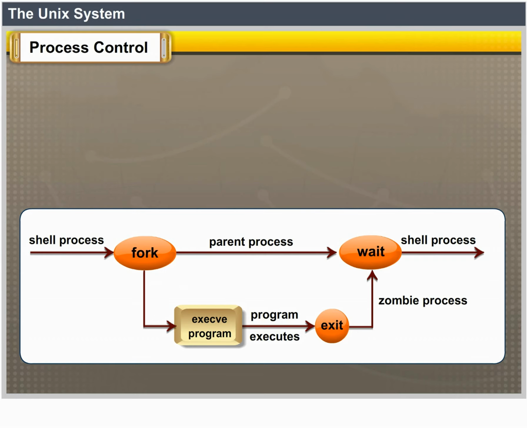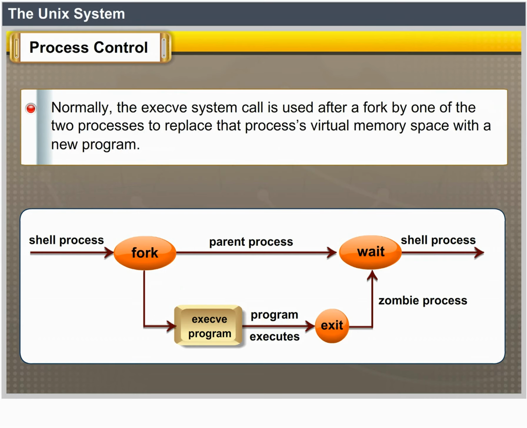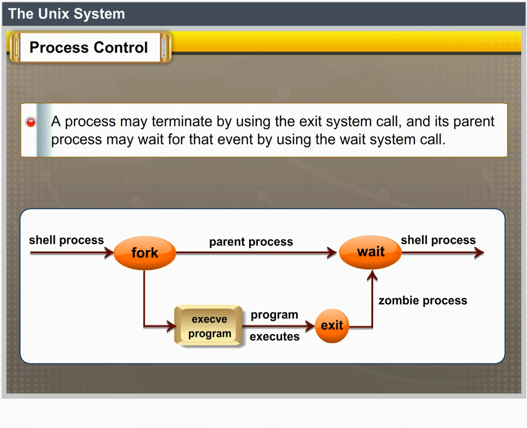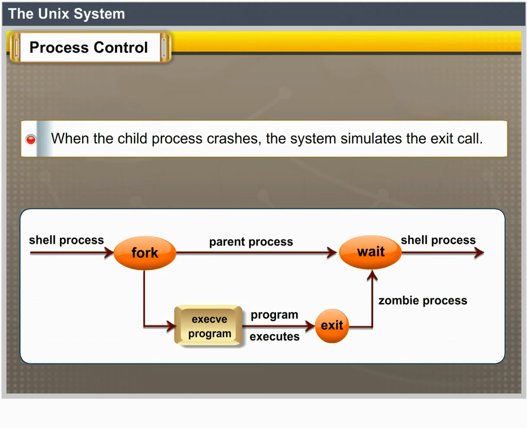Typically, the execve system call is used after a fork by one of the two processes to replace that process's virtual memory space with a new program. The execve system call loads a binary file into memory, destroying the memory image of the program containing the execve system call, and starts its execution. A process may terminate by using the exit system call, and its parent process may wait for that event by using the wait system call. If the child process crashes, the system simulates the exit call.